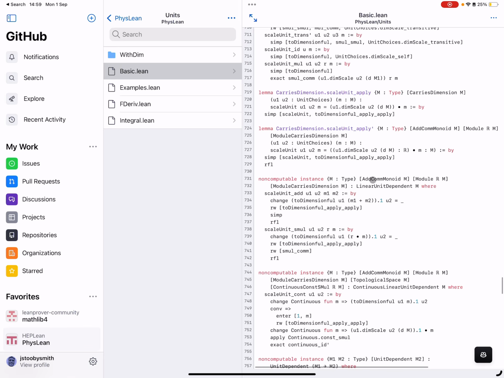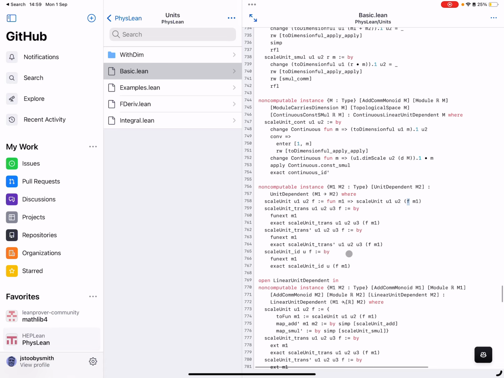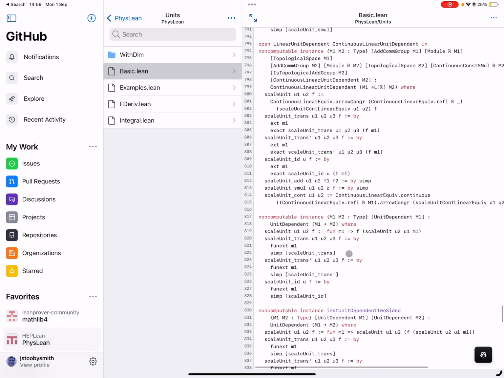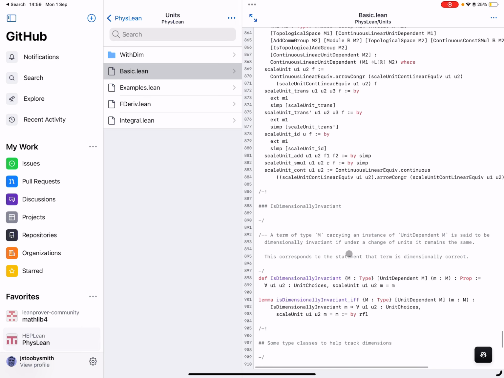So basically, if you have M1 and M2 and they're both unit dependent, then the function from M1 to M2 is unit dependent, and the scale unit is basically you scale the target after you've applied the map. And you can define variations of this, and you can define them for linear maps, continuous linear maps, and you can define them for things like meshes as well.